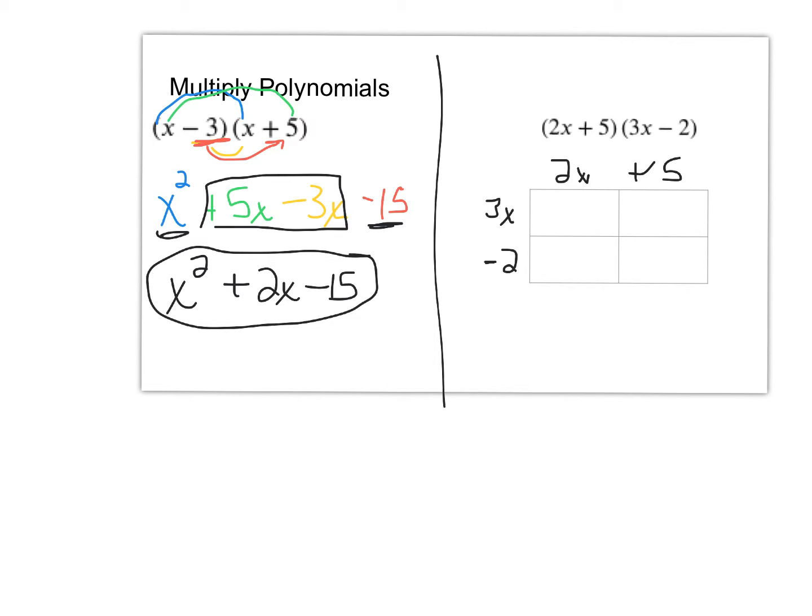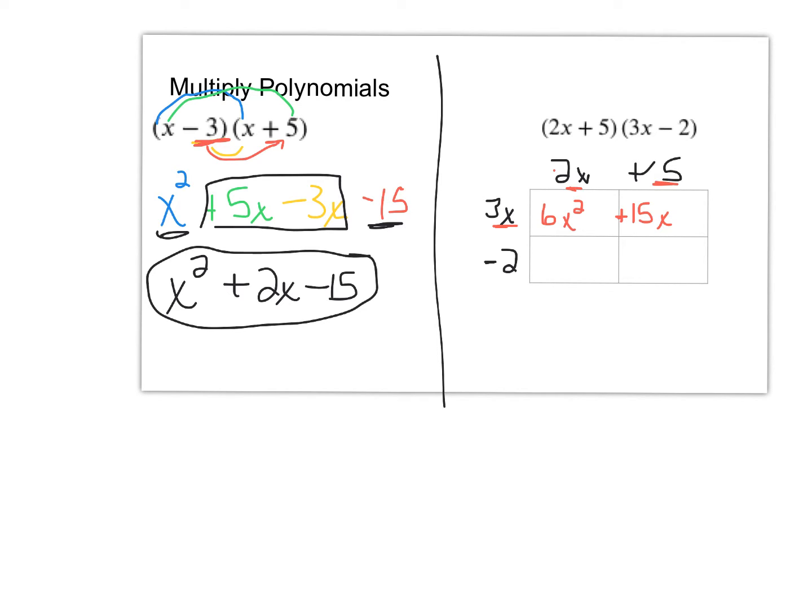Now what this does is it creates for us pockets of multiplication that we're just going to do out. So for this first one, we're going to do 2x times 3x. Well, 3 times 2 is 6. x times x is x squared. Then we're going to do 5 times 3x. Well, 3 times 5 is 15, so positive 15. I usually use a plus, you don't have to. Then x with nothing there is just x.